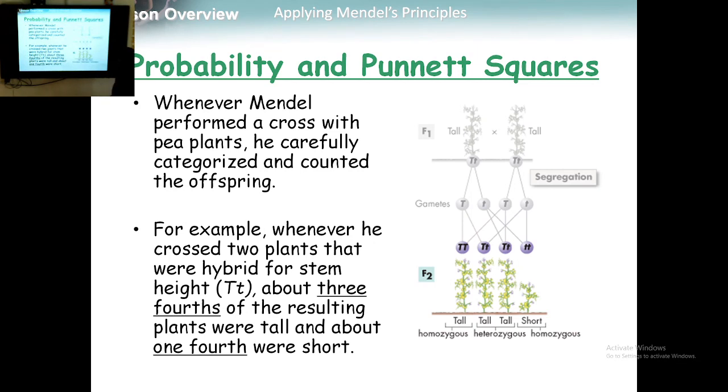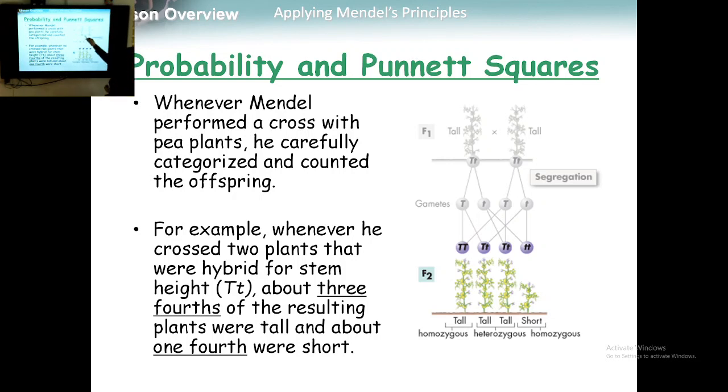What do you mean by probability? Probability is the chance of happening. So if we have a tall plant, the tall plant has two alleles. What's the probability that the gamete will take the dominant allele, and what's the probability that the gamete will take the recessive allele? Whenever Mendel performed a cross with pea plants, he carefully categorized and counted the offspring.